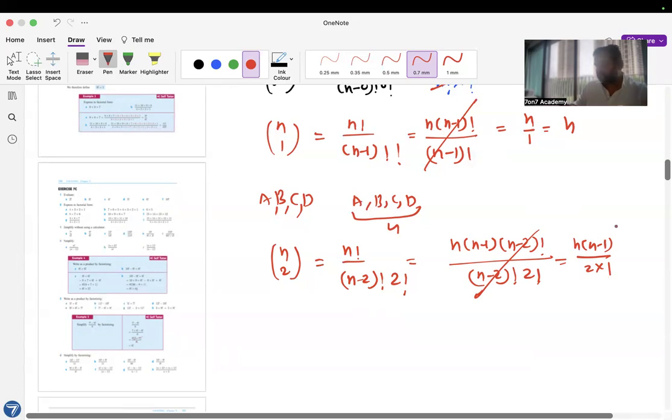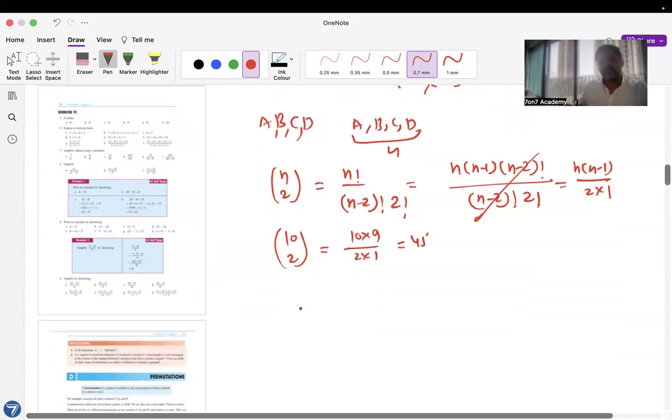n into n minus 1 by 2. So just like with 10, if you're selecting 2, rather than writing all of that, you write 10 into 9 over 2 into 1. So 45 ways. If 10 different objects are there and you're selecting two, how many different ways could you select it?